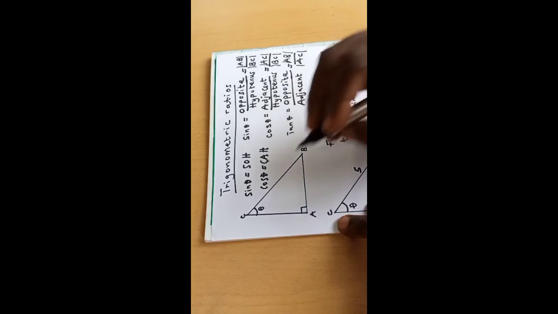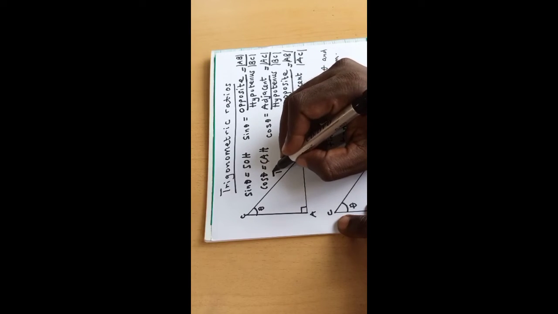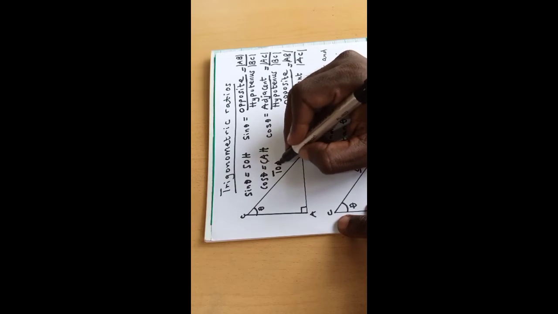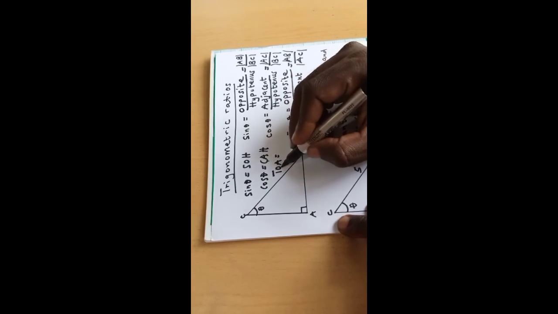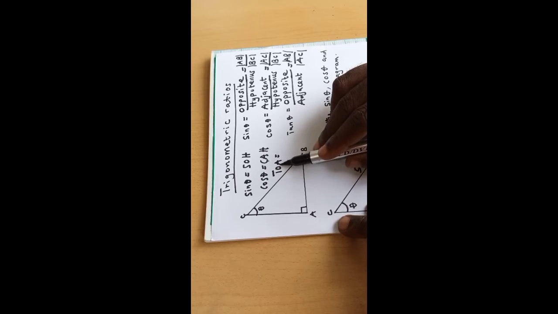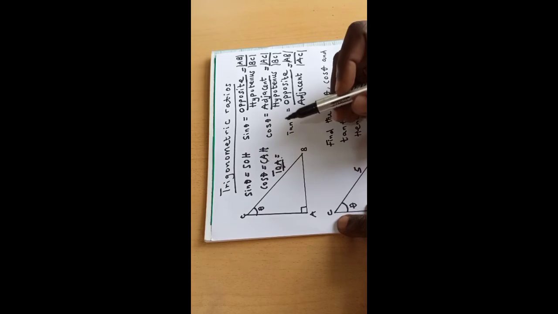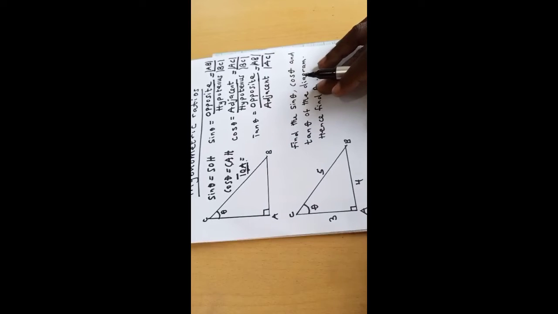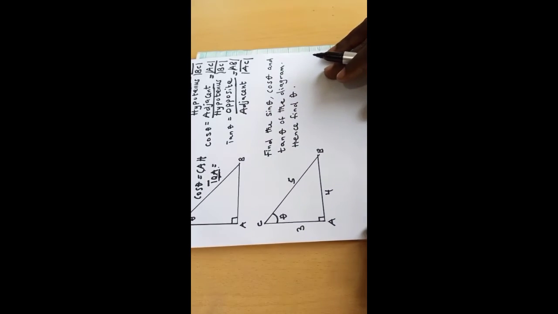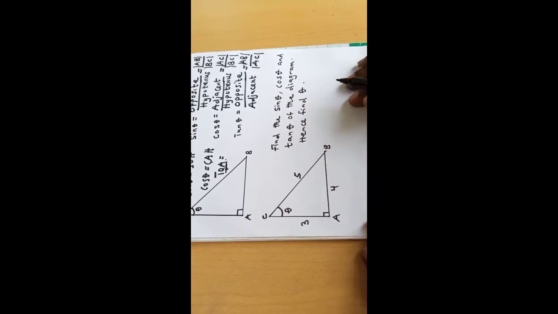And finally, tan theta can also be shortened. We will call it thua. Thua means opposite over adjacent. So tan is equal to opposite over adjacent. Let's take note of this as we continue with this topic, because it is very important.